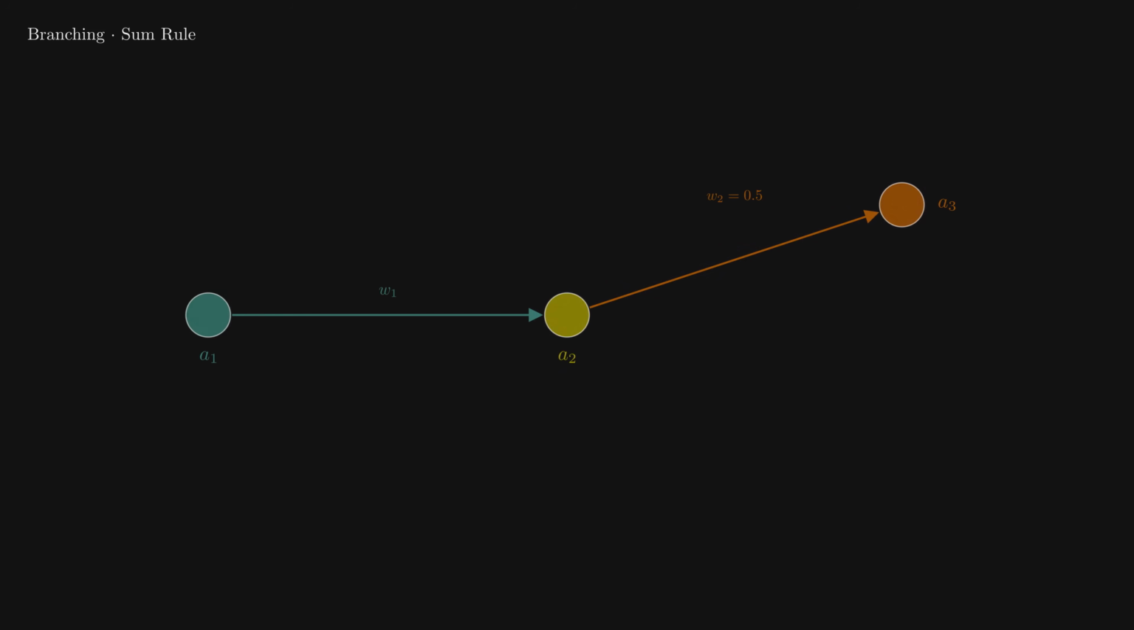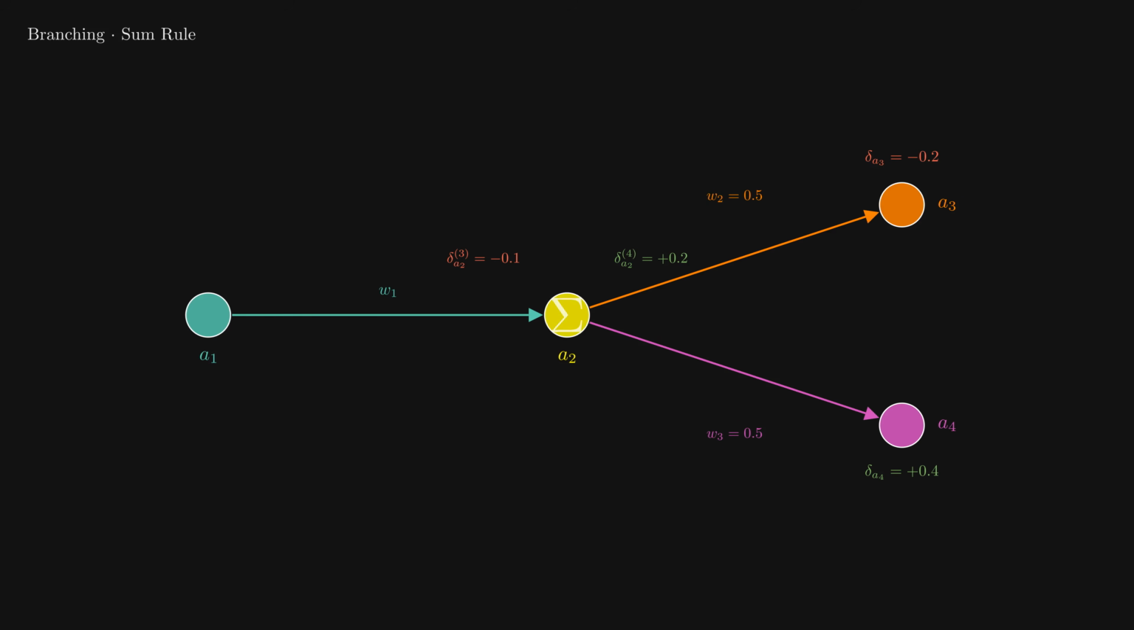But real networks branch out. A single hidden node simultaneously influences multiple different output nodes. This is where things get interesting. Say our hidden node helped produce a correct prediction for one output, but contributed to a mistake at a second output. That second output sends back a positive error of plus 0.4. After crossing its weight of 0.5, the signal arrives at the hidden node as plus 0.2.